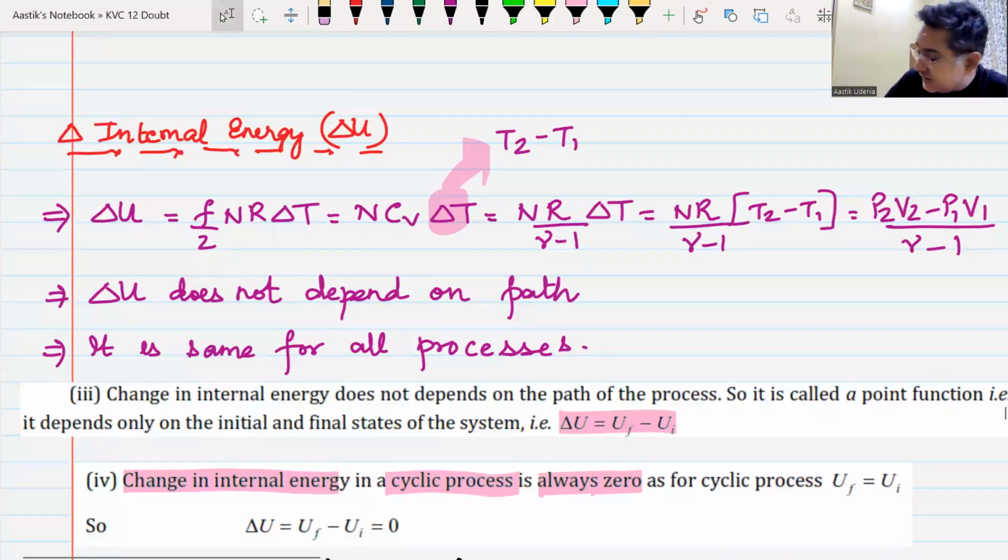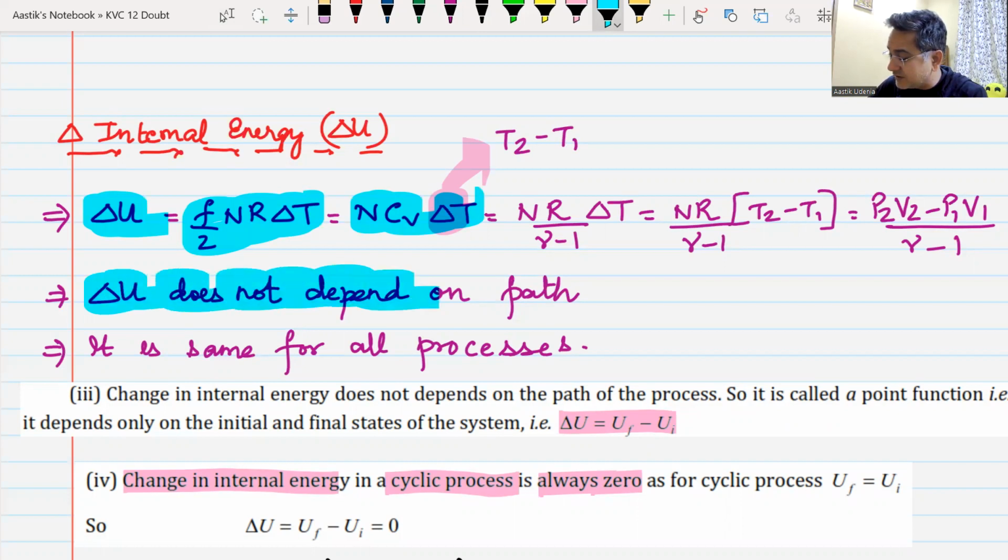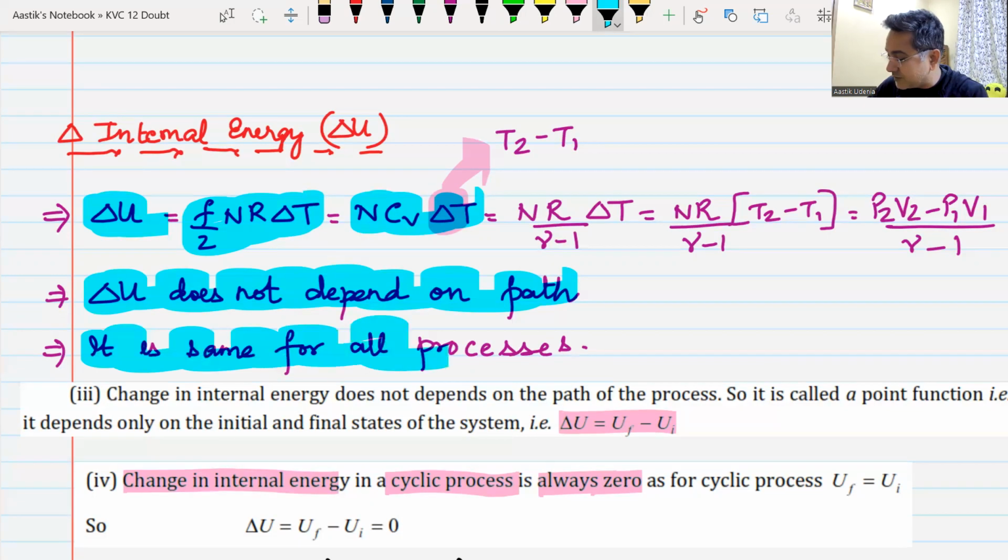So I come back to this class, where we discussed change in internal energy, and then I gave you something to write. Change in internal energy is f by 2 nR delta T. It is nCV delta T. I also told you that it does not depend on path. Does anyone remember it? No one remembers it. Great. And it is the same for all the processes. It does not depend on the process. That was what we discussed in the first class, that internal energy is a state variable.